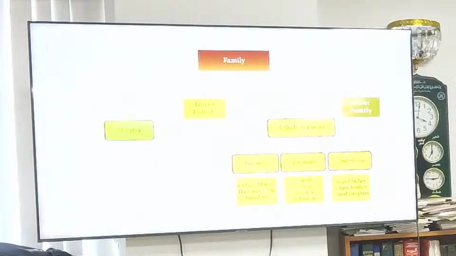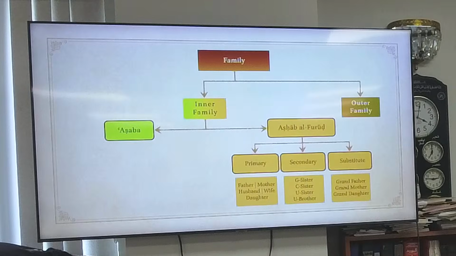Who are ashab al-furud? Ashab al-furud are three types: primary, secondary, substitute. Primary, like the father, mother, i.e., this is ubuwa, parenthood, husband, wife, spousehood, and daughter, childrenhood. Secondary, we have the full sister, paternal sister, maternal sister, and maternal brothers. And substitute, the grandfather can substitute for the father, the grandmother can substitute for someone else, the granddaughter can substitute for the daughter. So if some of the heirs are not present, we can always find a substitute. But from the parenthood, we want one representative, and if that representative is not present, then someone else can substitute for him.